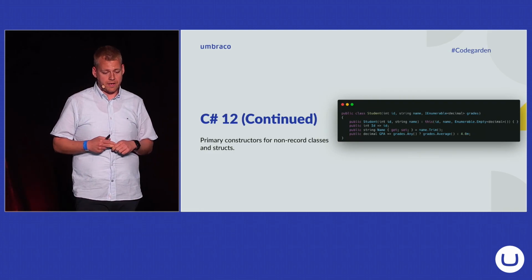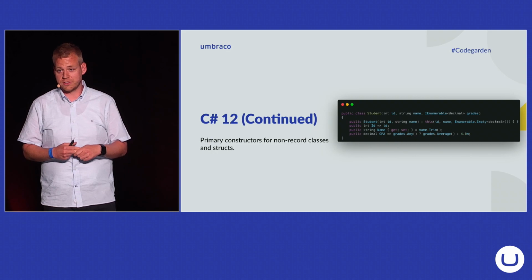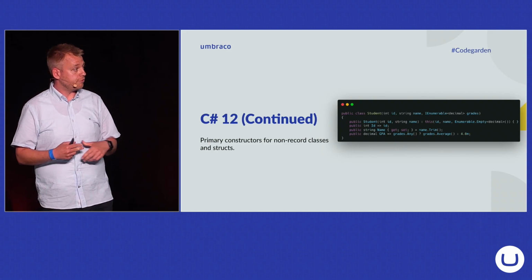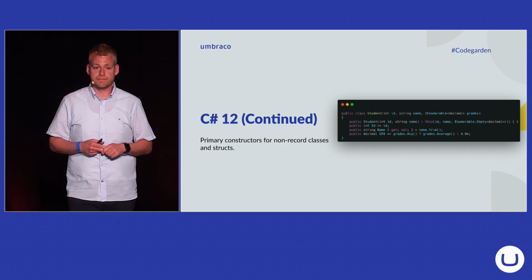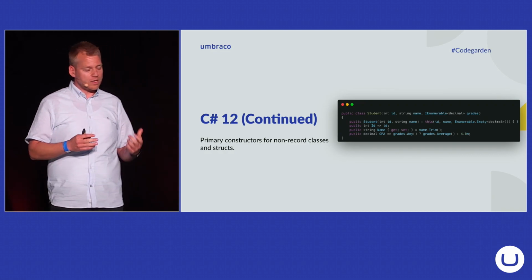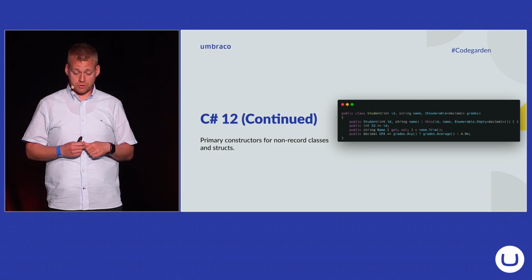The last thing I want to highlight is called primary constructors for non-record classes and structs. So primary constructors were introduced a couple of C# versions ago for records, but now they're available for regular structs and classes. In my opinion, it still only makes sense for models and DTOs. I don't plan to introduce those for our services.